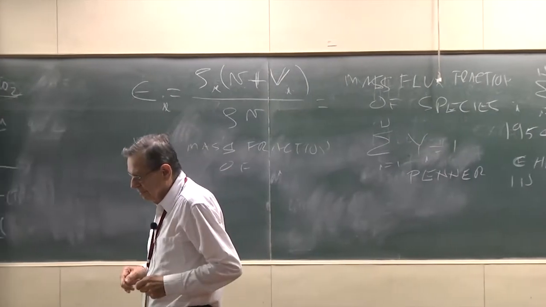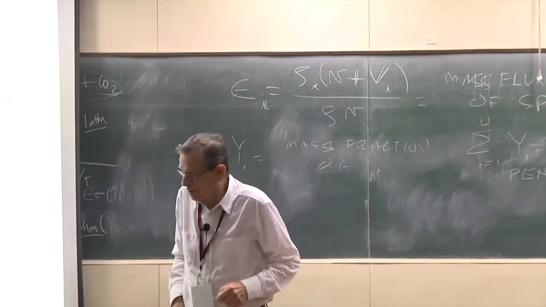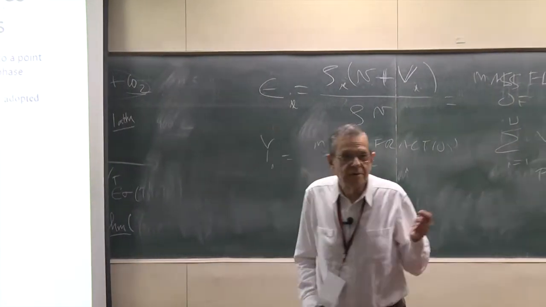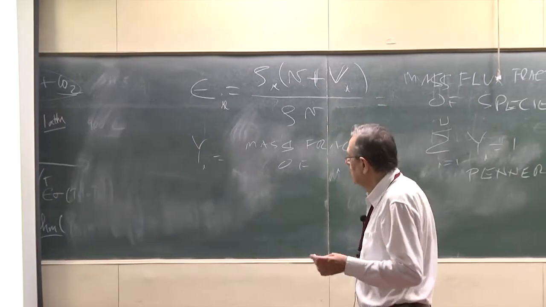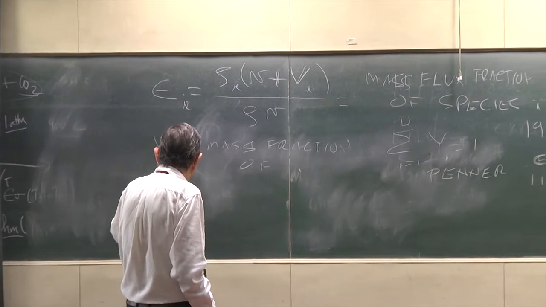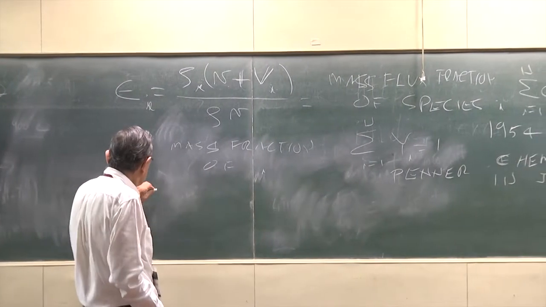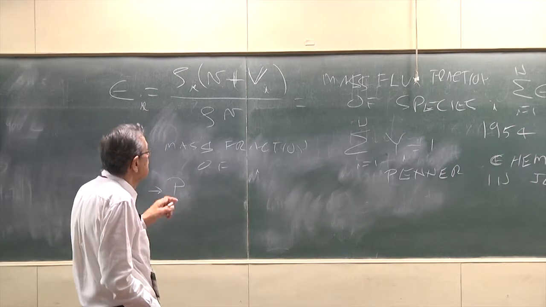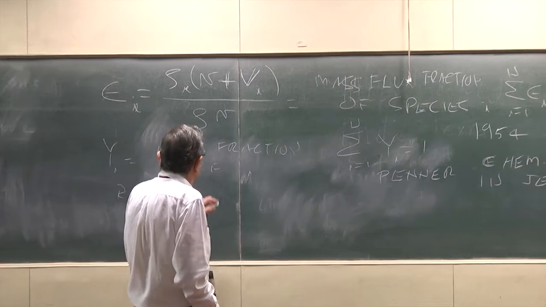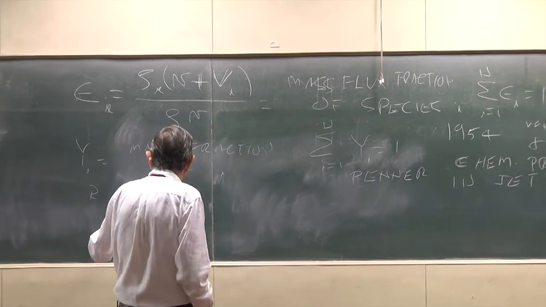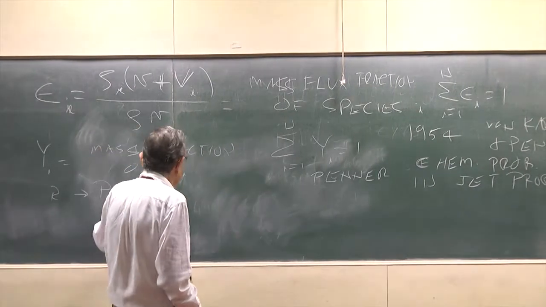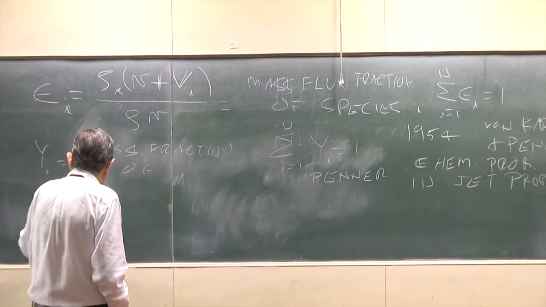Okay, one reason that it may be useful is that if you have, say, a chemistry that you write as reactants going to products, and you define a quantity, say, a reaction progress variable.